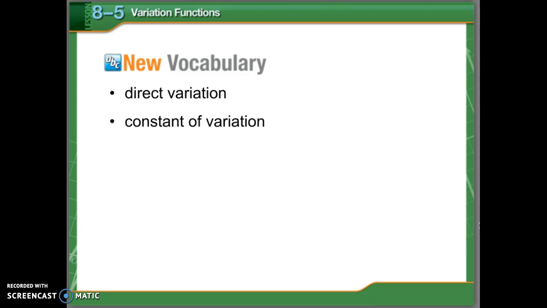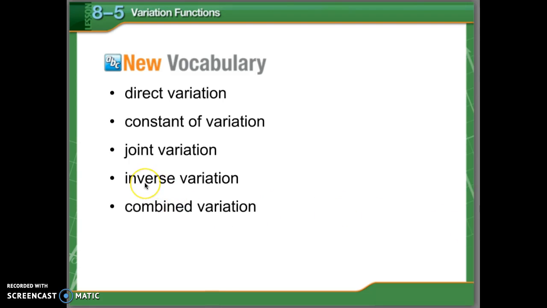So direct variation might be new vocabulary to you, but it's something that's supposed to be covered in Algebra 1. Same with inverse variation, same with constant of variation. Those are all topics that are covered in Algebra 1. But joint variation and combined variation are definitely new topics that are not covered in Algebra 1 that are going to be new to Algebra 2.